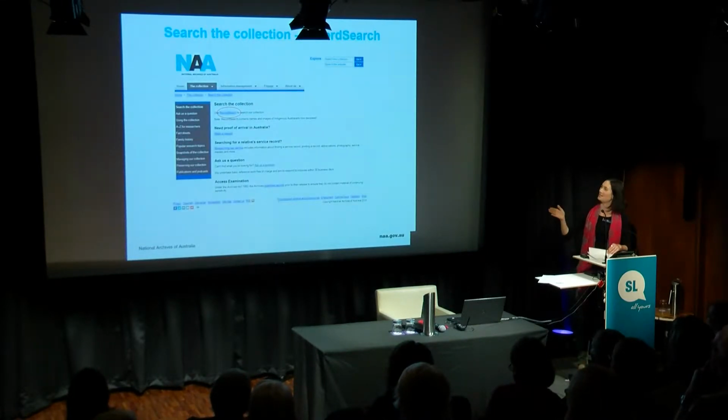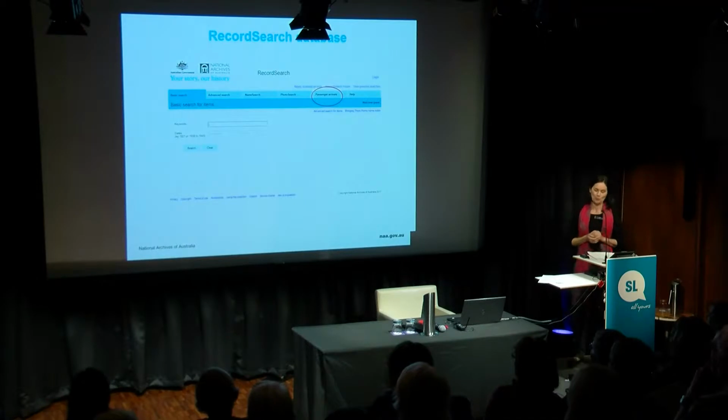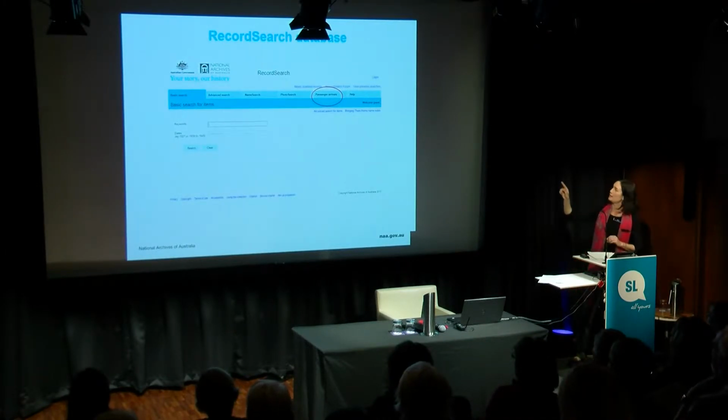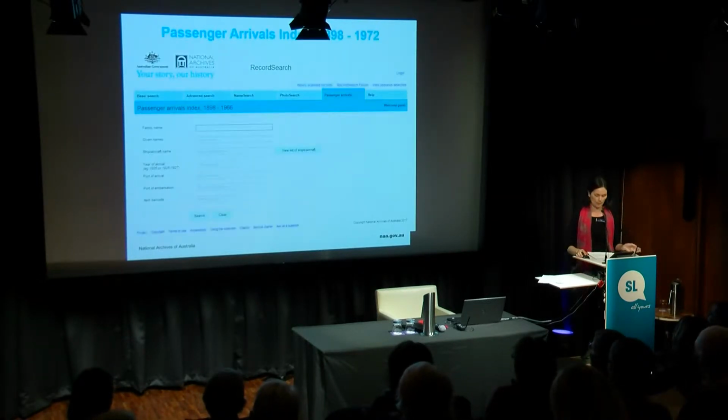Sorry, the next thing you have to do is click on RecordSearch, which I've highlighted in red there. And once you've clicked on that, this is what the database looks like. You will see one of the tabs along the top there is called passenger arrivals. That's what I'm going to start off with today. So we'll have a look at this first.